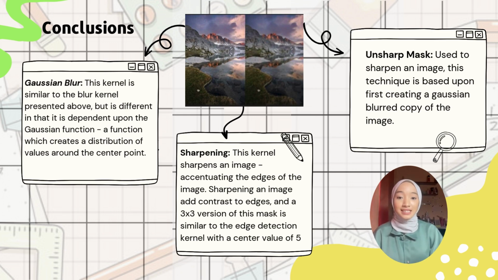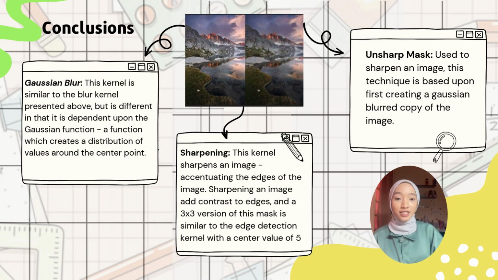Gaussian blur. This kernel is similar to the blur kernel presented above, but it is different in that it depends upon the Gaussian function, a function which creates a distribution of values around the center point. The result is a kernel in which pixels near the center contribute more toward the new pixel value than those further away.